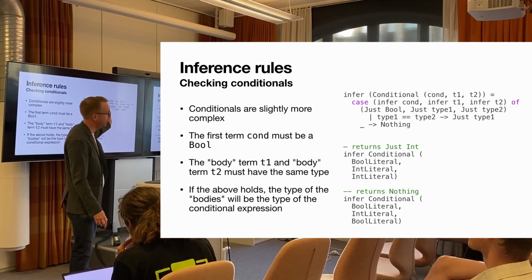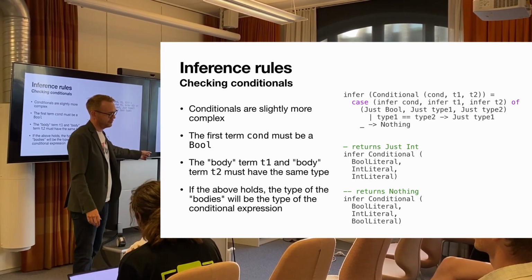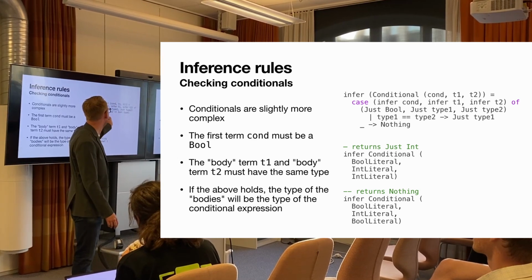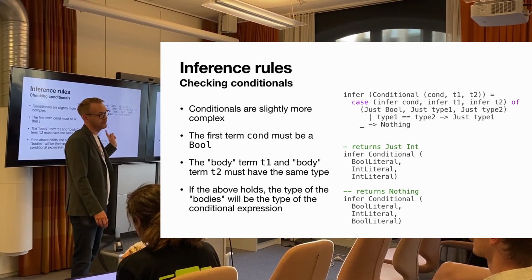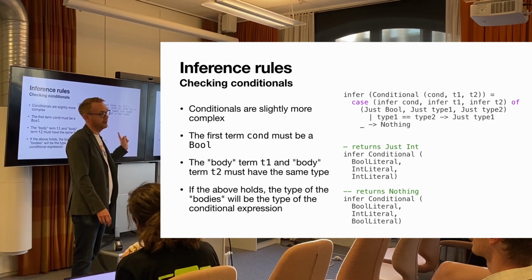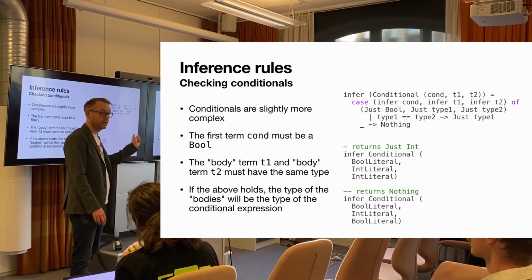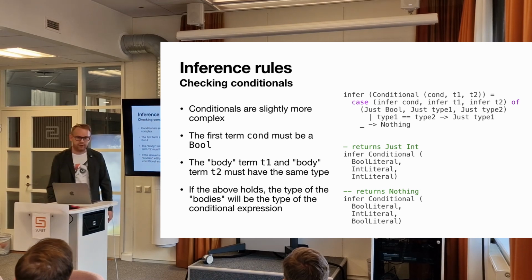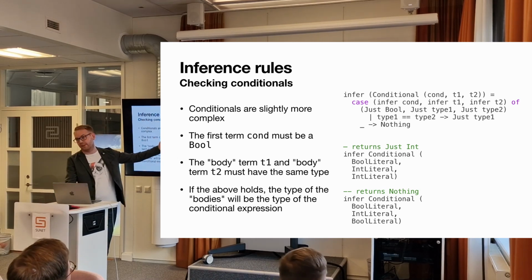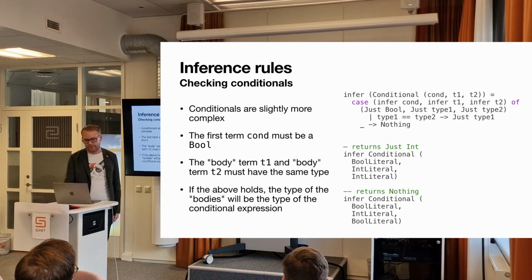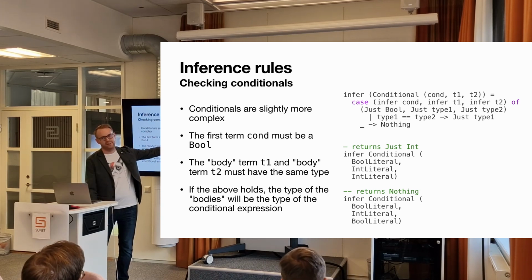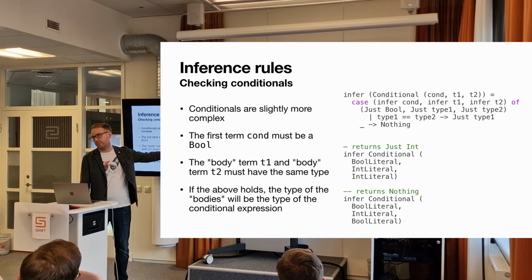But anyway, as you can see, to check the type of a conditional, we first try to infer the type of that first term, which was the condition. And that needs to be a bool. So we pattern match on something like a tuple that starts with a bool, and if this fails, we'll get back nothing instead of just a type. Then we end up in the catch-all part down here.